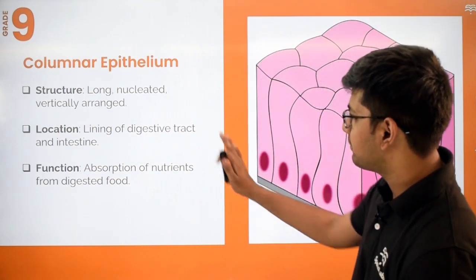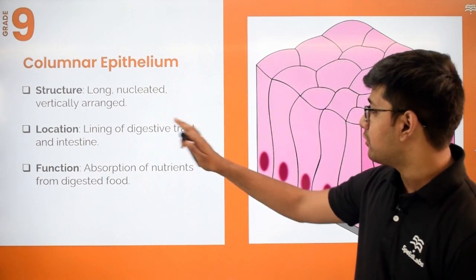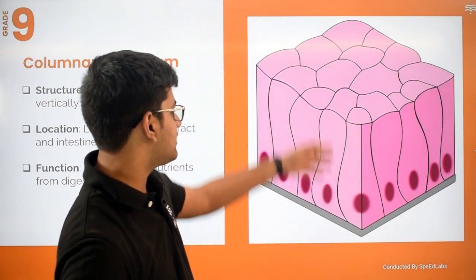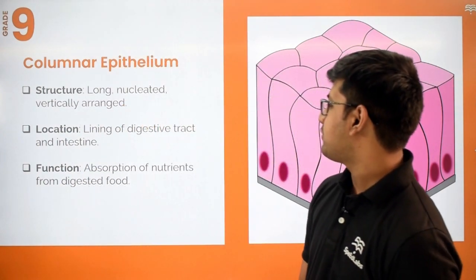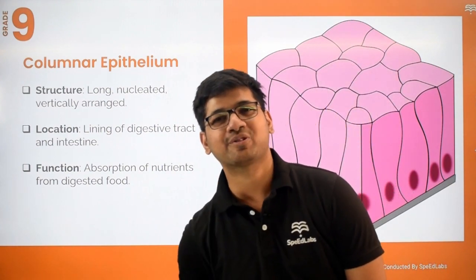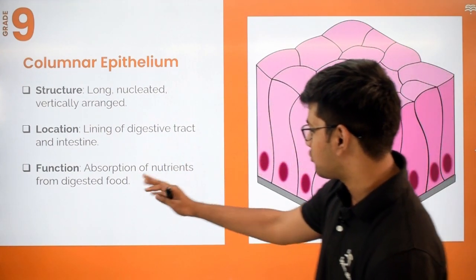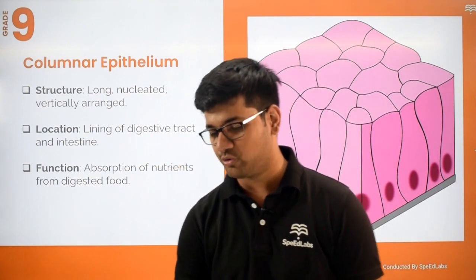Now we have columnar epithelium, which is structurally long, nucleated and vertically arranged. As you can see, the arrangement of this particular epithelium. It is found at the lining of the digestive tract and intestine, the villi that I am talking about. And it performs absorption of nutrients and particularly digested food.